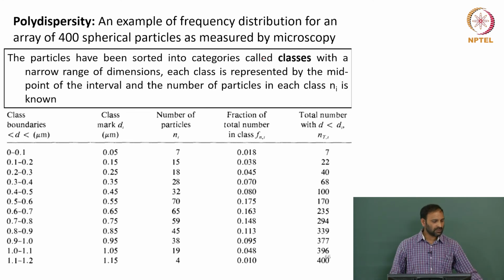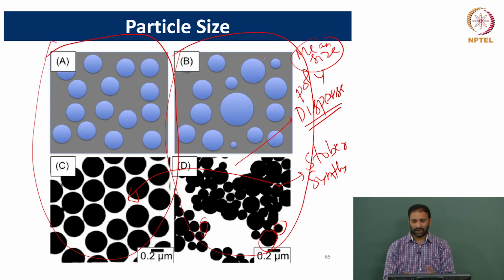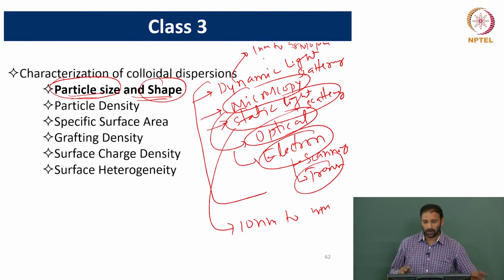Again, what people do is get microscopy images like this. There are methods by which I can find out the size of each particle in the sample, and typically you do that for a large population of particles. 50 is not enough, 100 is not enough, 1000 is not enough.